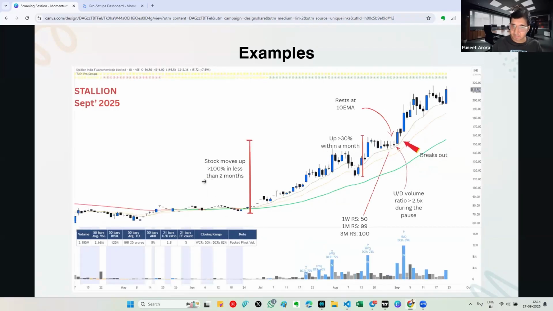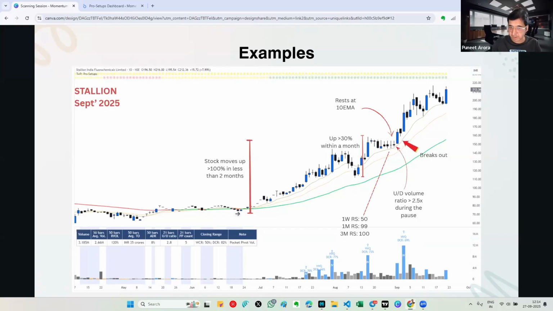Stallion, it moves up 100% in less than 2 months, makes a move of 30% within a month, takes a pause. Here, the up-down volume ratio was 2.5x only. It's less than 3x, but I just wanted to tell you that with small filters like up-down volume ratio of 2.5 or 3, we might miss some stocks if we are too stringent about whether it should be exactly 3x or not.